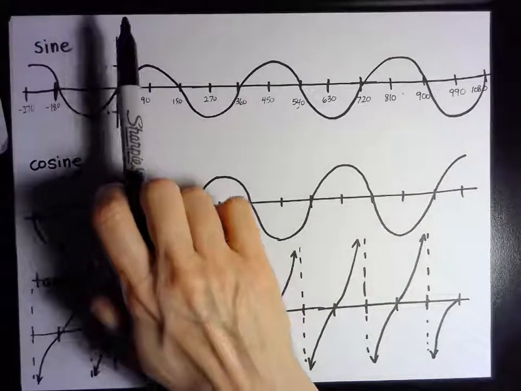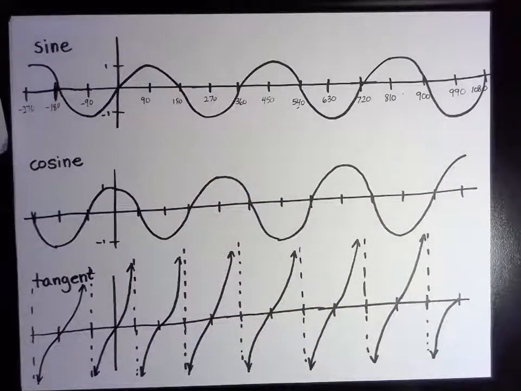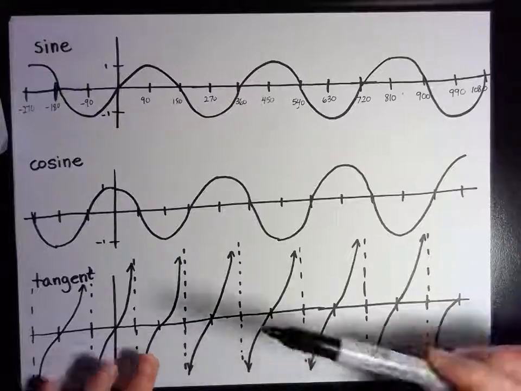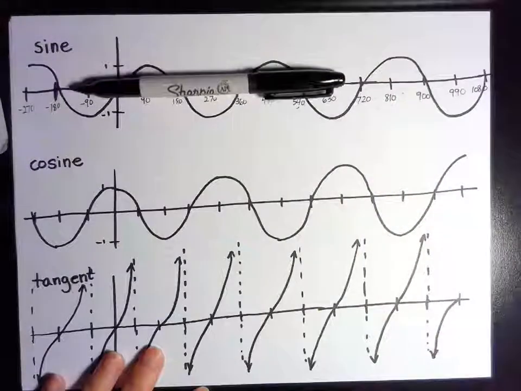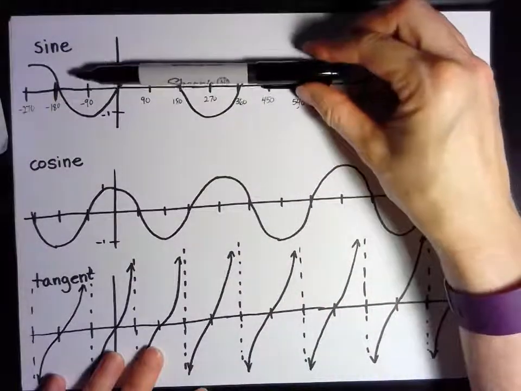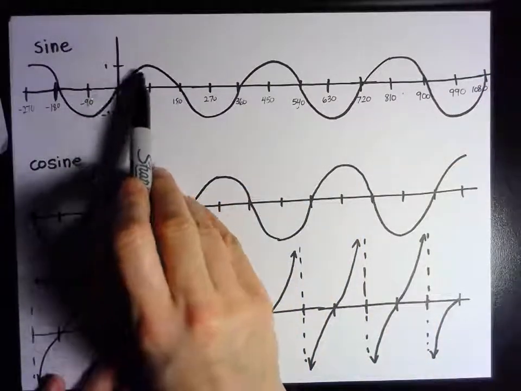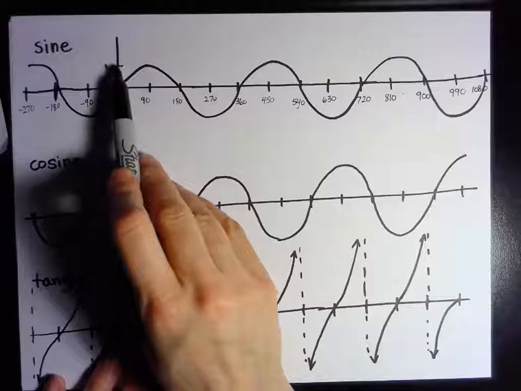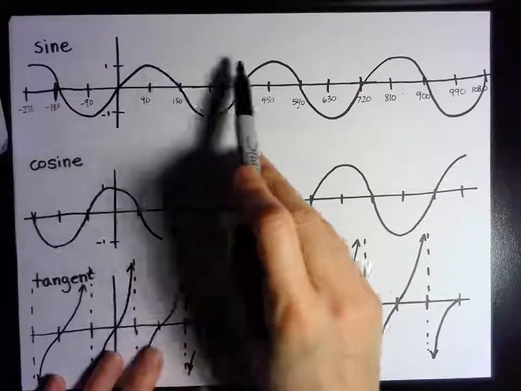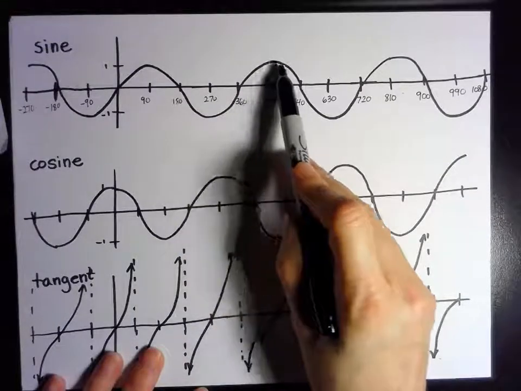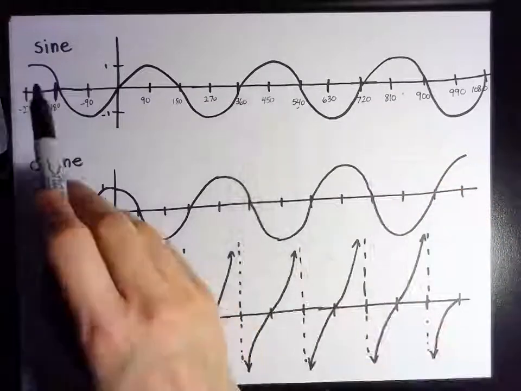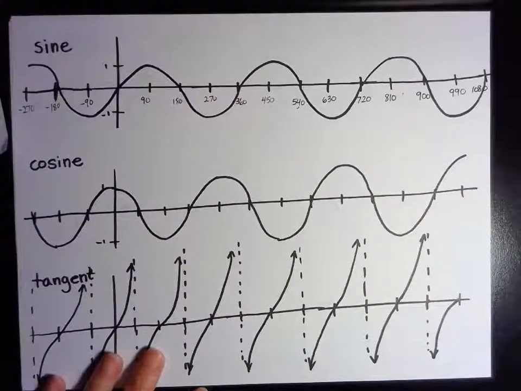It's definitely a function. It passes the vertical line test, but actually it doesn't pass the horizontal line test. It's not one-to-one. So if I put a line in there, where's the sine 1? At 90, at 450, at 810, at negative 270. There's all sorts of places that the sine is 1.